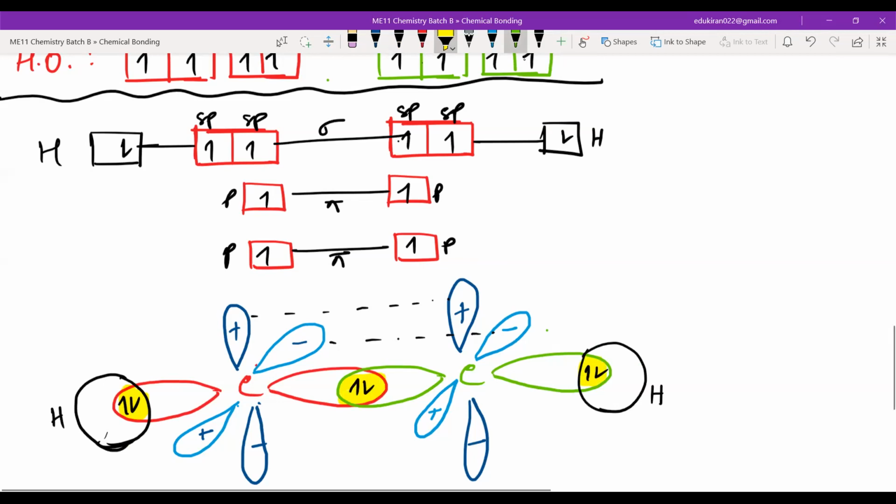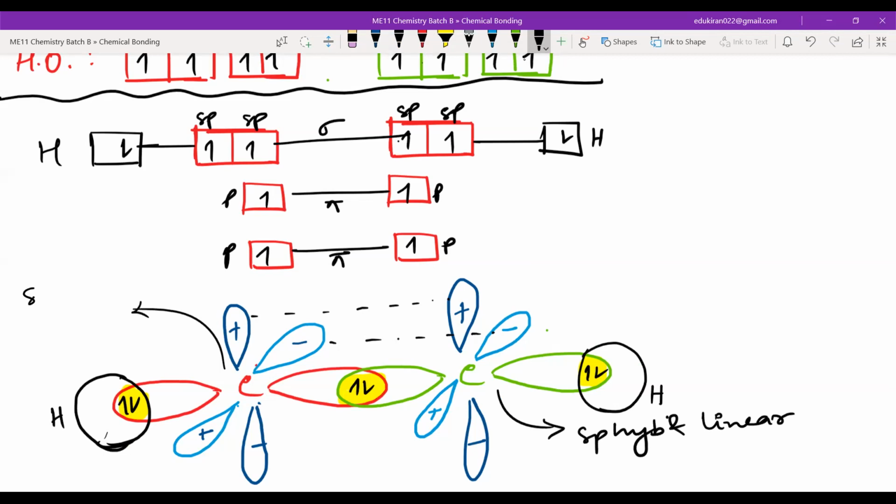So both of these carbon atoms are sp hybridized and they are linear. This is also sp hybridized and linear. The shape will be like this, no?